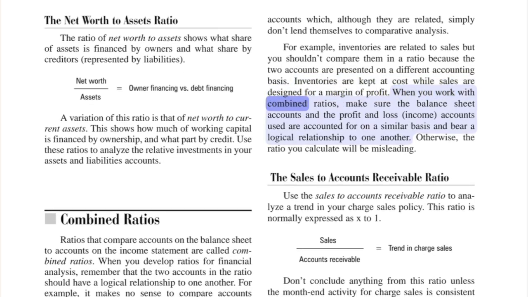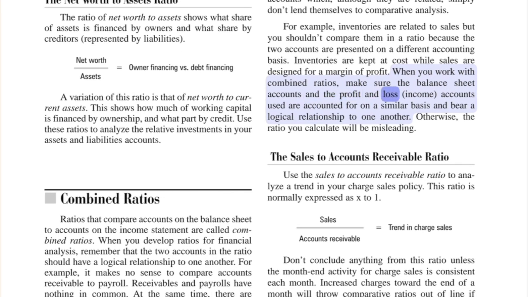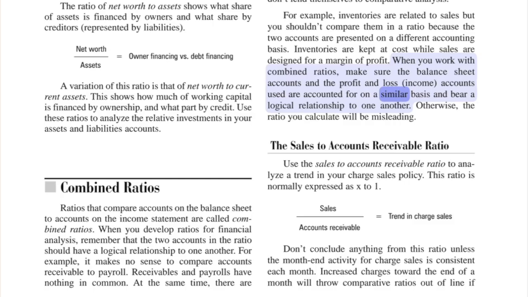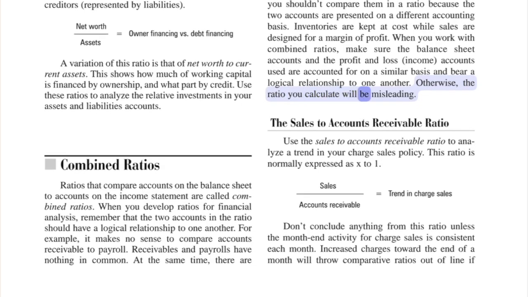Inventories are kept at cost, while sales are designed for a margin of profit. When you work with combined ratios, make sure the balance sheet accounts and the profit and loss accounts used are accounted for on a similar basis and bear a logical relationship to one another. Otherwise, the ratio you calculate will be misleading.